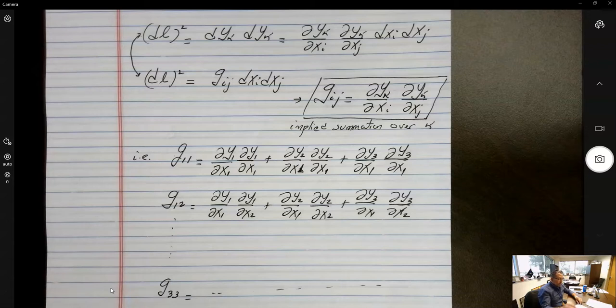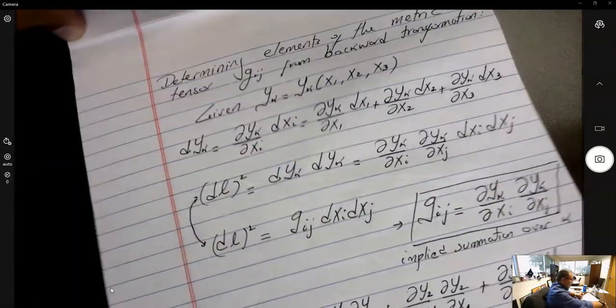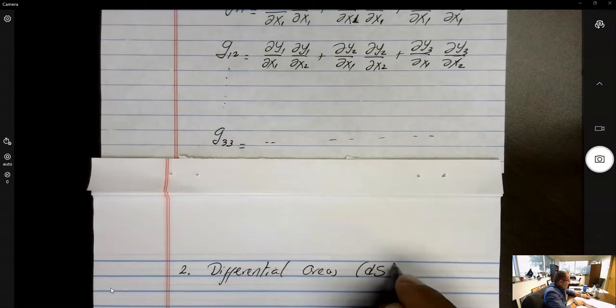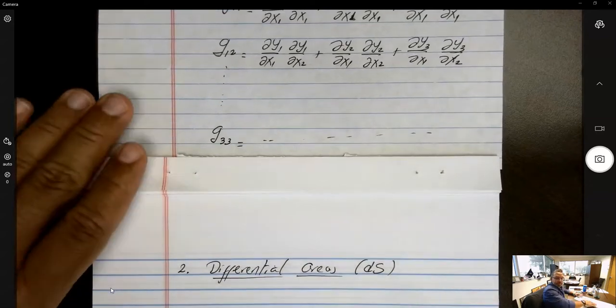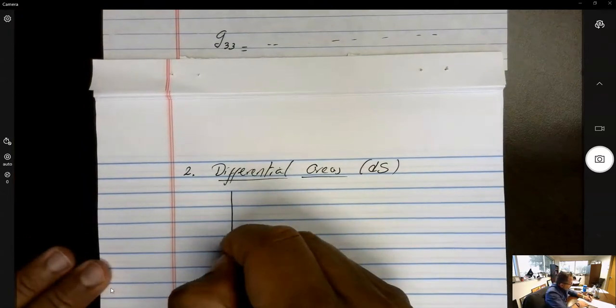So let's look at the differential areas. So that's when it comes to differential arc length. We'll do some examples on a future lecture of how to implement this in integrals, for example. So let's look at two differential areas or surfaces, ds. So we look at the Cartesian coordinate system.